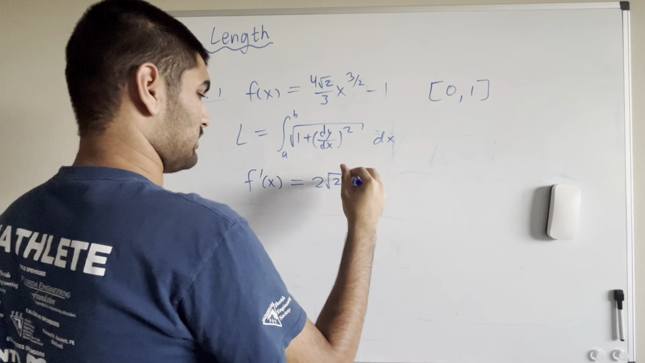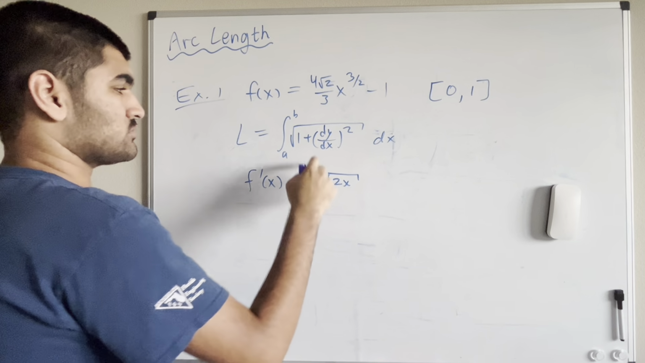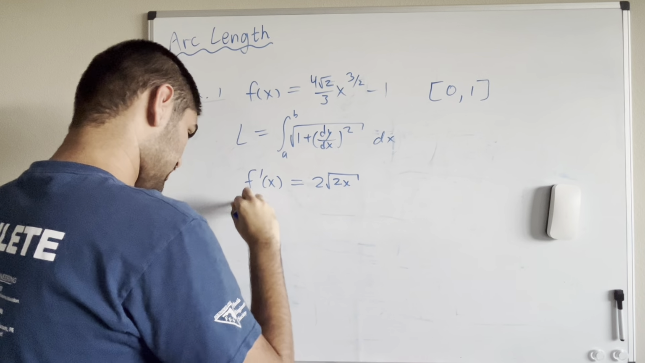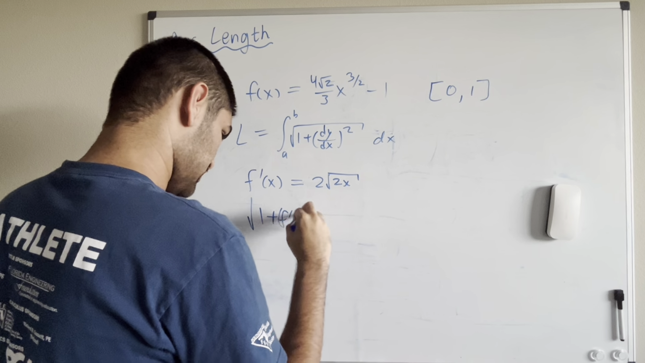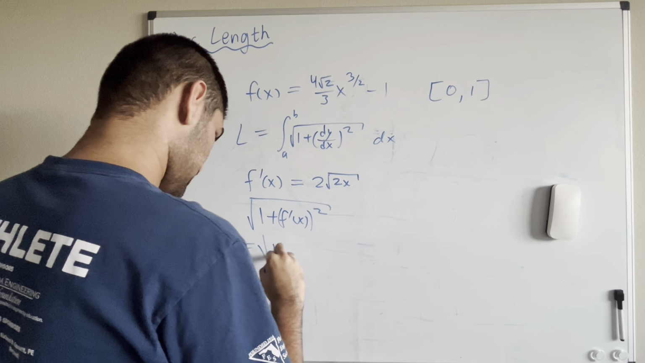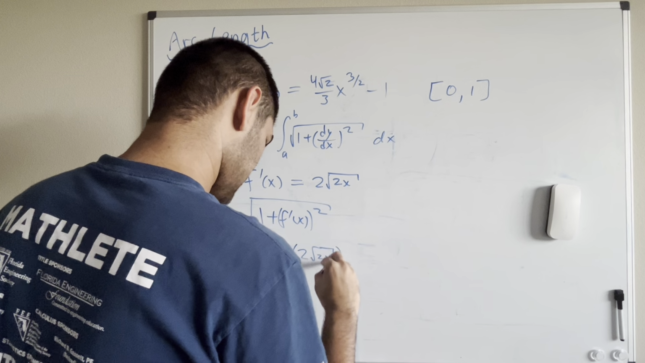Yeah, we get 2 square root of 2x. And now let's just substitute this into this expression and simplify it. So we have 1 plus f prime of x squared, right? So this is equal to 1 plus 2 root 2x quantity squared.